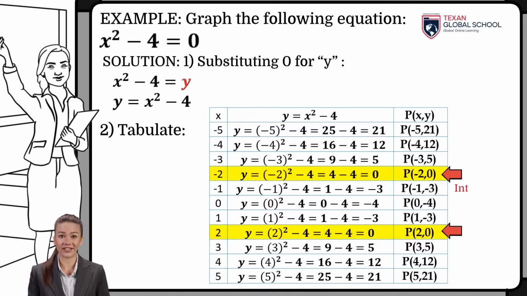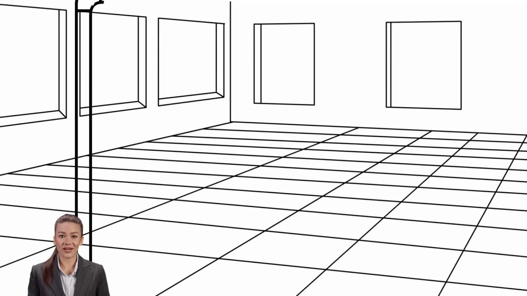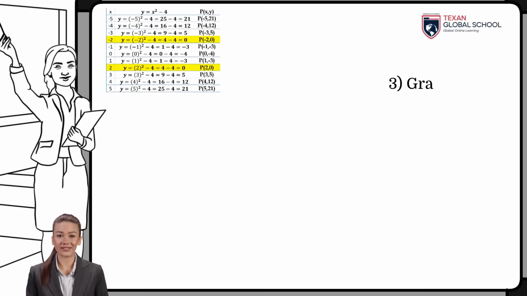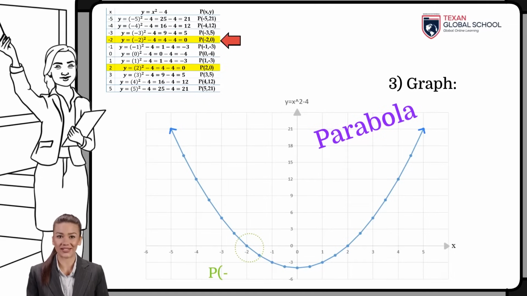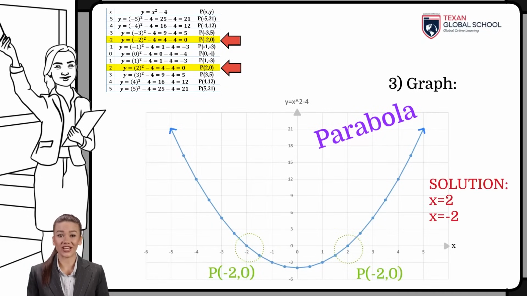We can see that the points P of coordinates -2, 0 and 2, 0 are highlighted, since they are the points of intersection of the parabola with the x-axis. This means that they are the solutions to the equation. By plotting the points obtained in the tabulation, we can see the shape of the parabola and its intersection at the points mentioned, which are the solution of the quadratic equation, when x is equal to 2 and -2.